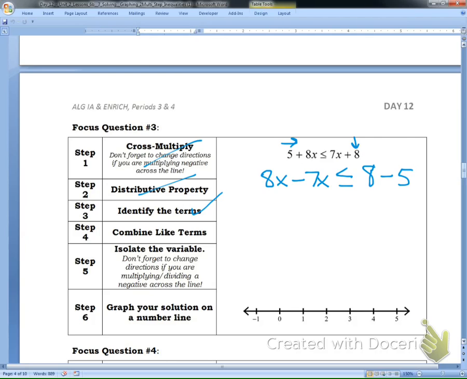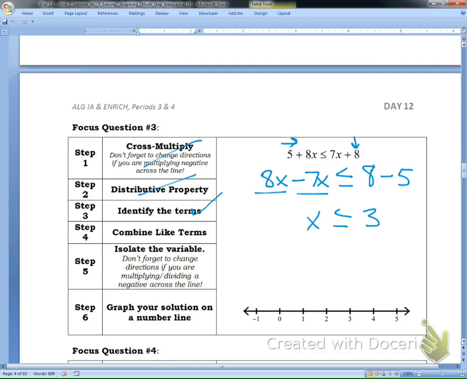I'm ready now to combine my like terms. I have a positive 8x and a negative 7x, the opposite sign, so I have to subtract. 8 minus 7 is 1. And the bigger sign wins, it's positive, so it's just positive 1x. It's less than or equal to 8 minus 5 is 3. We do not need to write the coefficient of 1 when it's the only term on one side of the equation, so I don't need to write that 1. That means I'm actually done with solving this problem now.